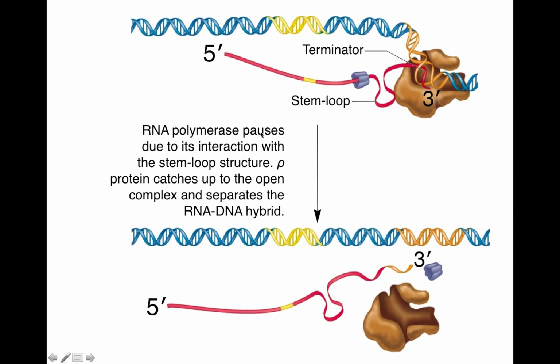So RNA polymerase pauses due to its interaction with the stem loop structure, right here. This stem loop does funky things to RNA polymerase. The rho protein catches up to the open complex and everything separates. The DNA-RNA hybrid separates, and termination is complete.